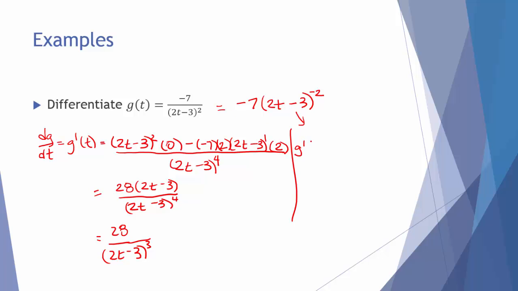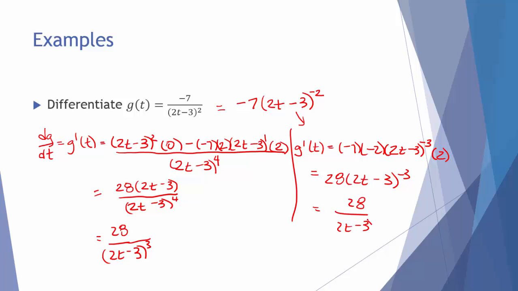So then g prime of t will be negative 7 times that negative 2, because this is the chain rule. We drop the negative 2 as a coefficient, leave the 2t minus 3 as is, and raise it to the new power of negative 2 minus 1, which is negative 3, times the derivative of the inside function. And the derivative of 2t minus 3 is 2. So in other words, there's the negative times the negative for positive. That is 7 times 2 times 2 for 28 times 2t minus 3 to the negative 3, which means you get 28 over 2t minus 3 cubed. Same thing either way. And now that you have chain rule, you're going to be able to avoid quotient rule a lot more often than you would have been able to without it.